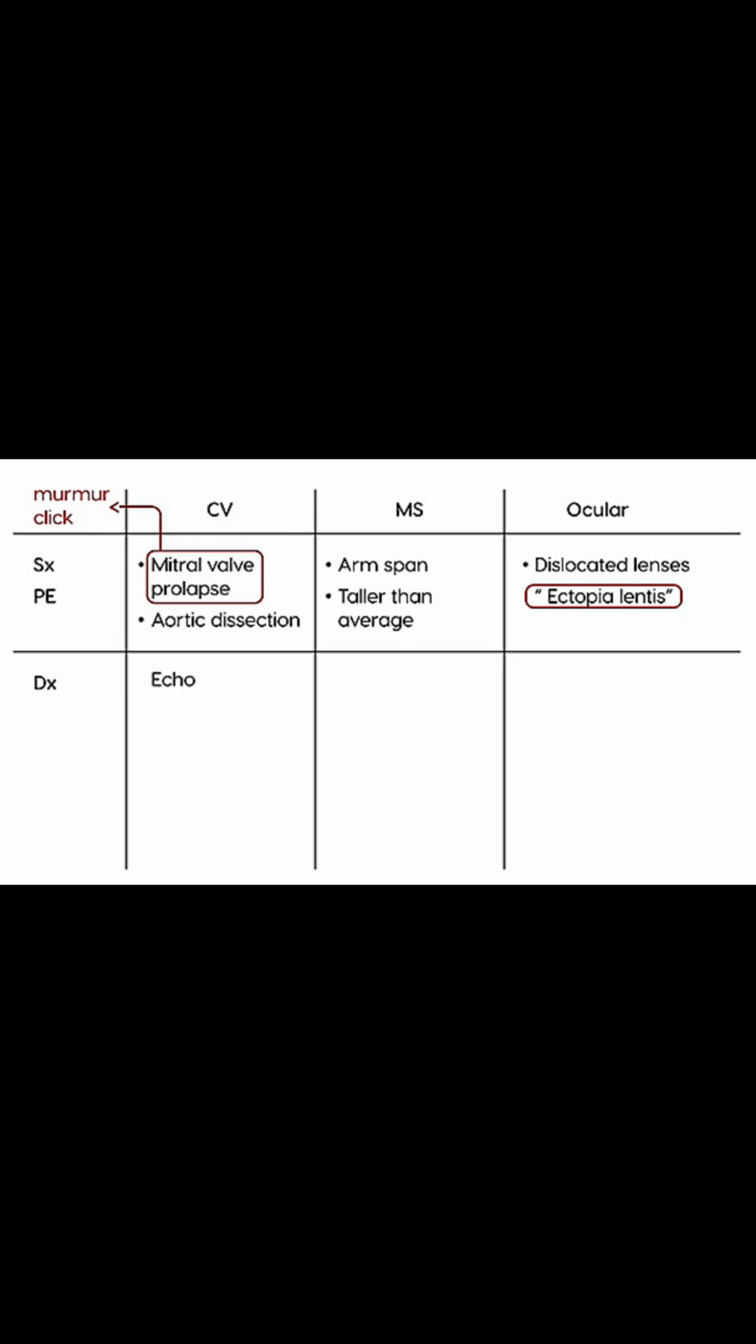So for the cardiovascular system, you do an echocardiogram, and the echocardiogram will show you the mitral valve prolapse. For the musculoskeletal system, you will do x-rays of the skeletal system, the hand, the spine, because a lot of these patients can also have scoliosis. And then for the ocular diagnosis, you would do something called a slit lamp exam, which helps you check for lens abnormalities. Okay, so those are the main players.